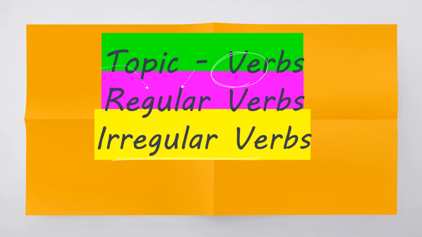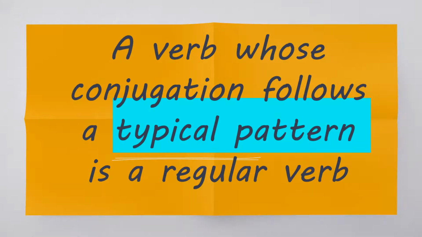Hello friends, I am Radha and the topic of today's video is verbs. Under this topic, I am going to explain regular verbs and irregular verbs with examples. A verb whose conjugation follows a typical pattern is a regular verb.